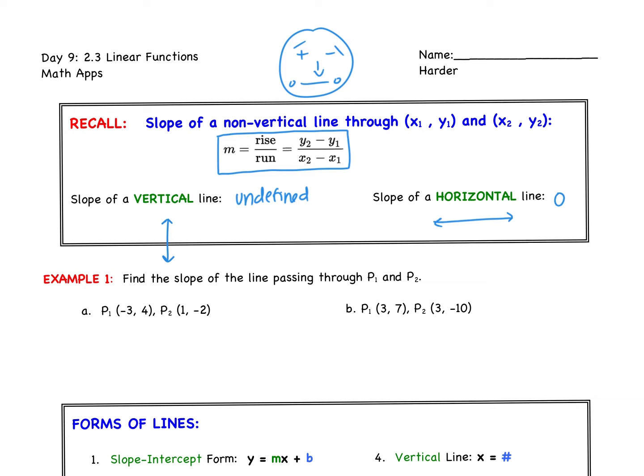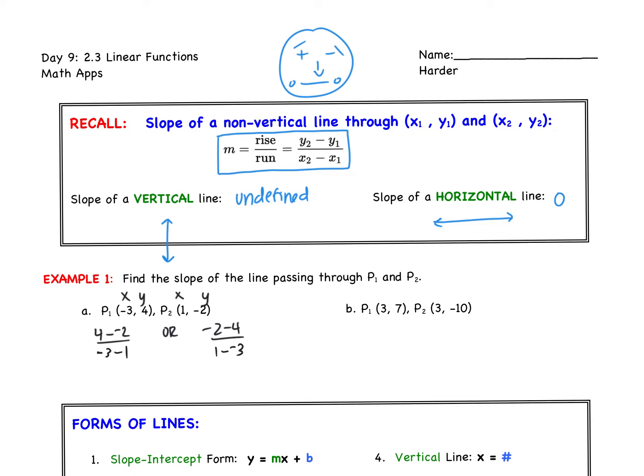Okay. So example one, we're finding slope. We have each point, which is x comma y and x comma y. It does not matter the order that you subtract as long as you are consistent. So if I'm subtracting the y's, I can do 4 minus negative 2, or I can do negative 2 minus 4. But in the denominator, then, I need to be consistent. When I subtract my x's, if I started with 4 for y, I have to start with negative 3 for x. So that gives me negative 3 minus 1. On the other hand, if I started with negative 2 for y, then I have to start with 1. So I get 1 minus negative 3.